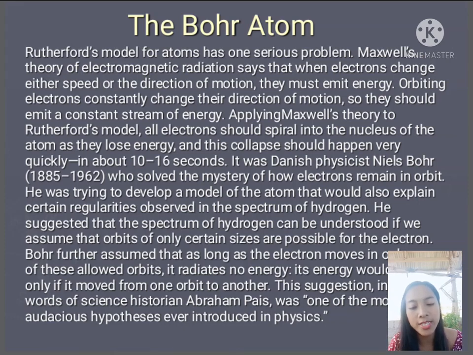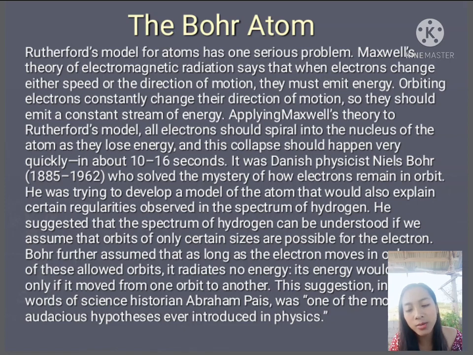It was Danish physicist Niels Bohr, 1885 to 1962, who solved the mystery of how electrons remain in orbit. He was not the one who discovered the electron; he solved the mystery of how electrons remain in orbit. He was trying to develop a model of an atom that would also explain certain regularities observed in the spectrum of hydrogen.